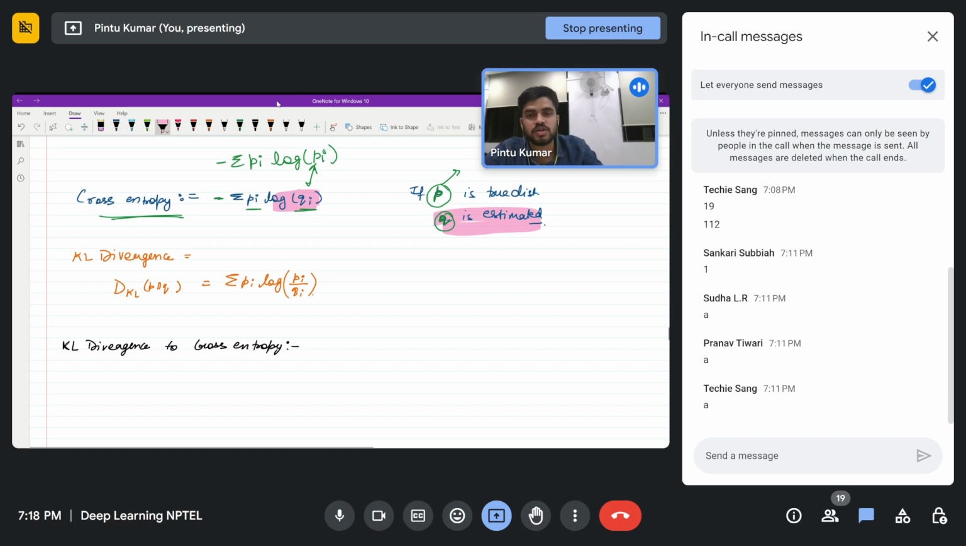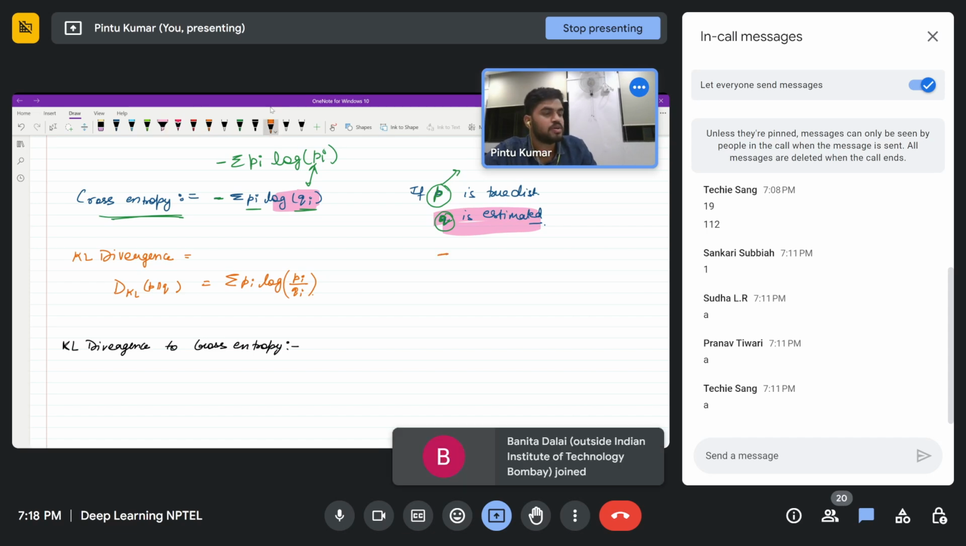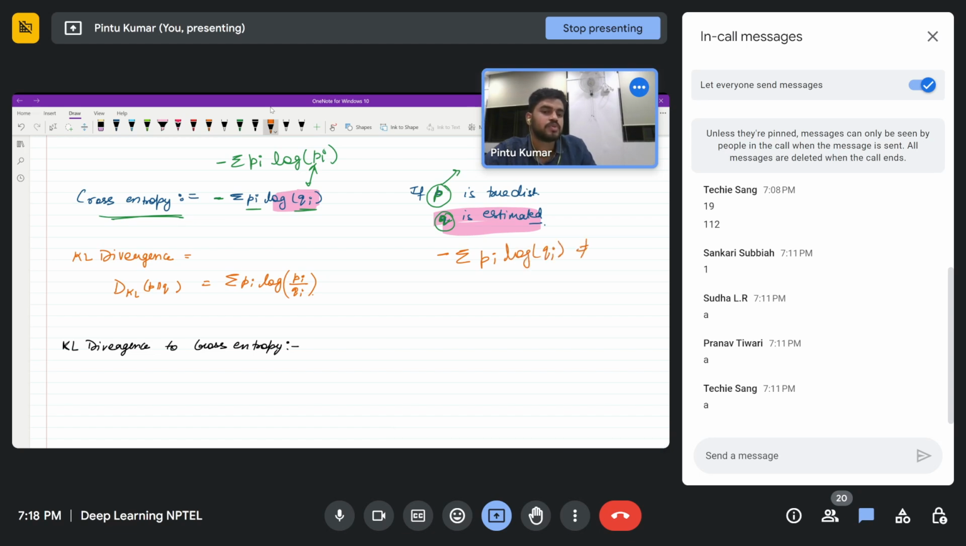Okay, so if you just change the roles of p and q, you should see that summation pi log qi is not equal to summation qi log pi. So these are two different terms. That's why you should remember where you should put your estimated distribution. Okay, so I'll get back to cross entropy, but via this route of KL divergence.